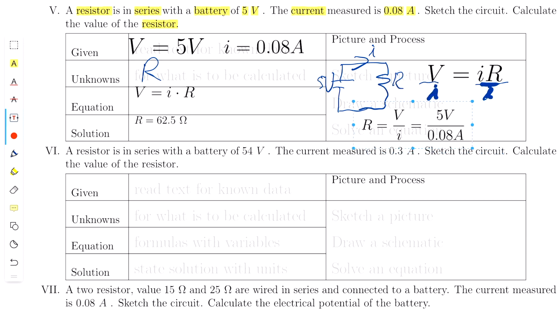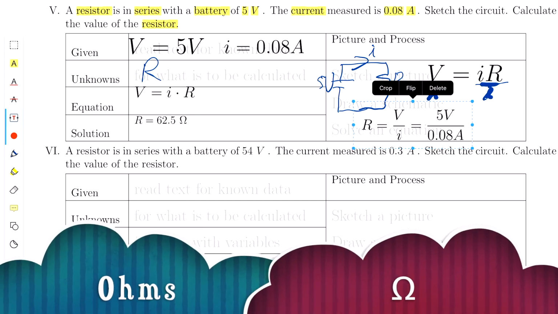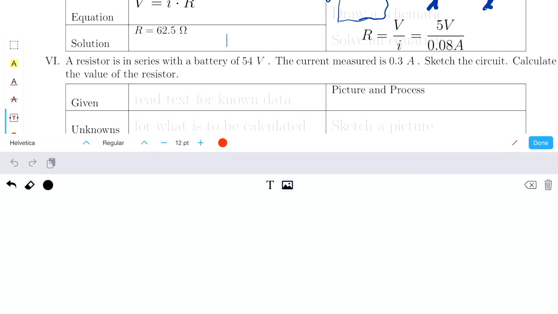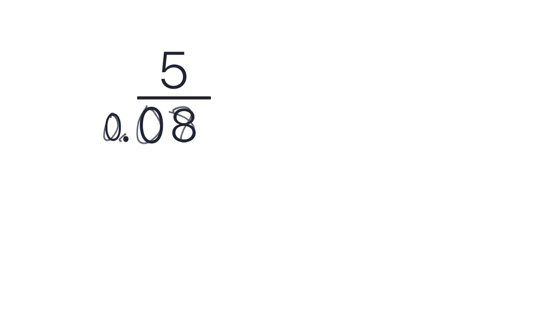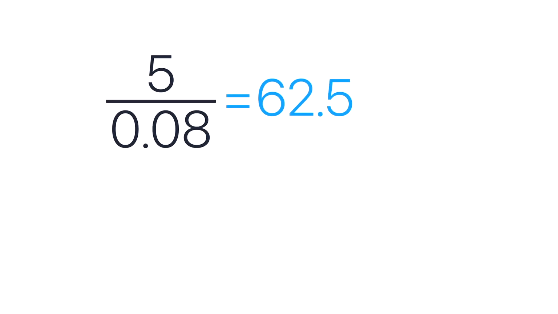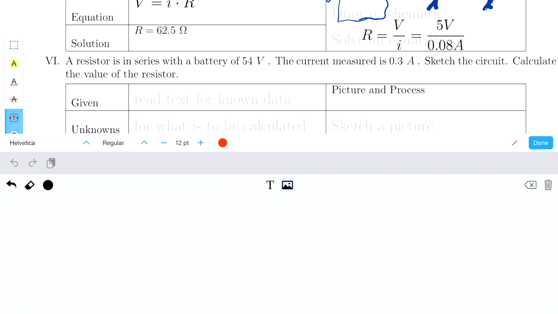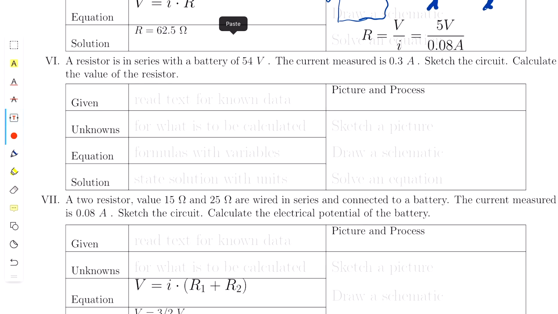And of course, we can't use an O for ohm. Ohm starts with O. We can't use an O because it would look like a 0 and everyone would be extremely confused. So we use an omega instead. And that's what that symbol for ohm is, an omega. We have 5 divided by 0.08, which gives us 62.5. And again, that is ohms. For ohms, we use an omega.